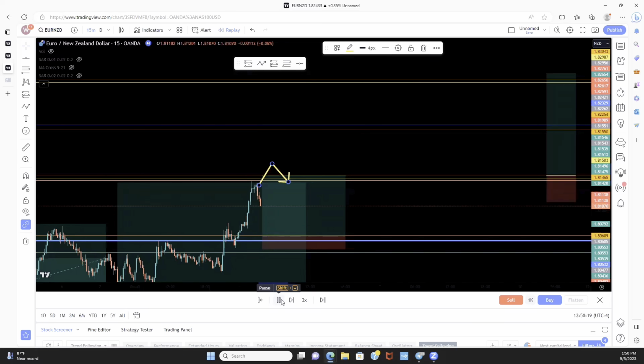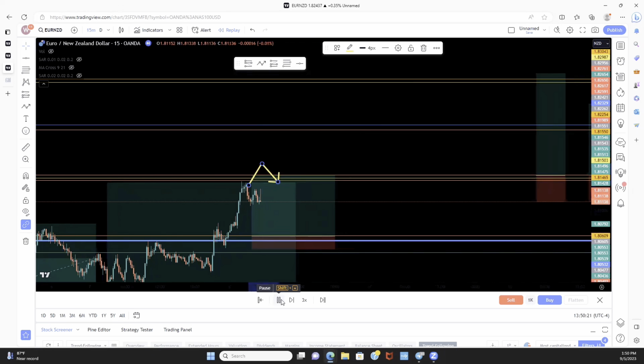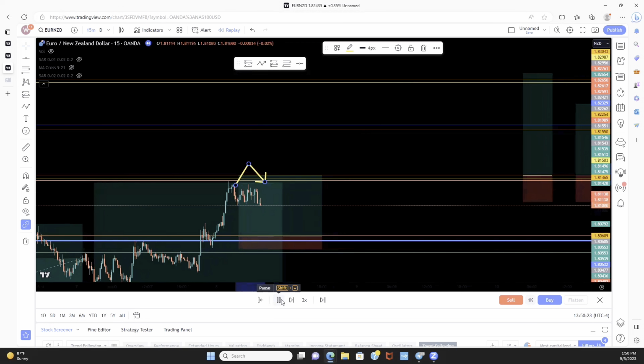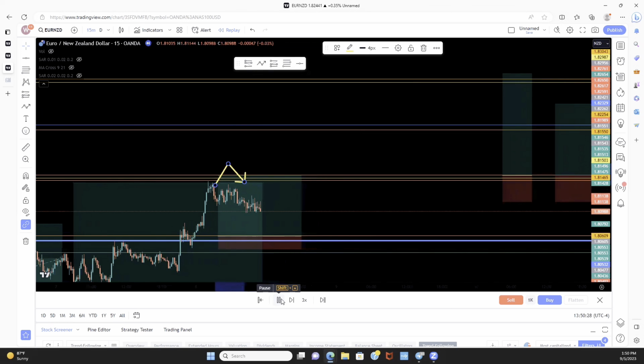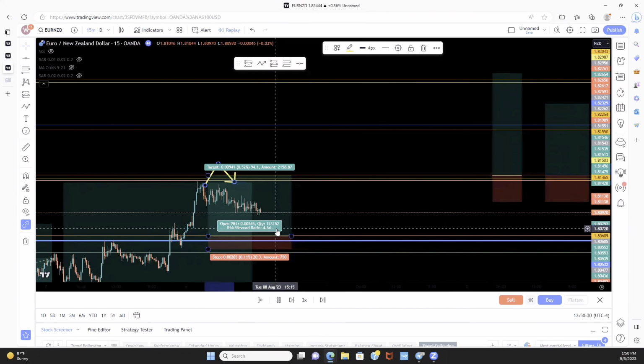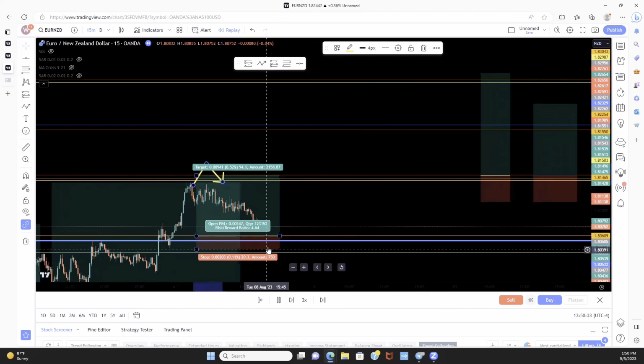Because look right here, it hit that level, and guess what? It struggled multiple times to break that level, and then guess what happened? It rejected. But it didn't just reject, it went all the way back to the original entry.